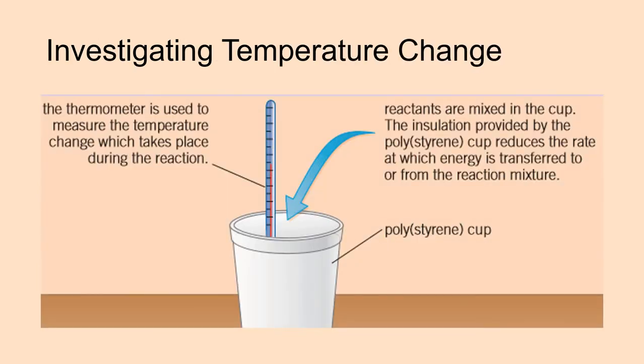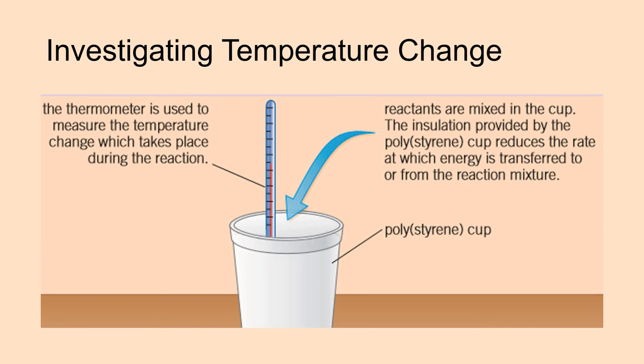You may remember that we did an experiment as part of this topic. It is one of your required practicals, and we investigated the change in temperature. We can use the apparatus shown to investigate a change in the temperature during a chemical reaction. First of all, we recorded the initial temperature of the reaction mixture, and then we recorded the maximum and minimum temperature that was reached during the reaction.